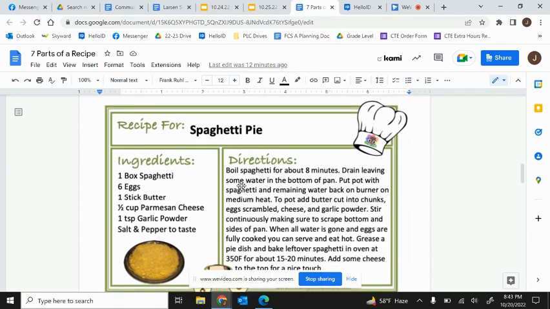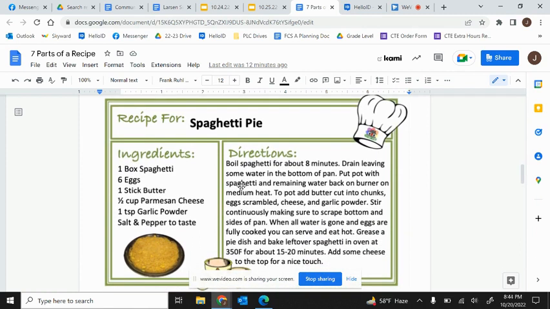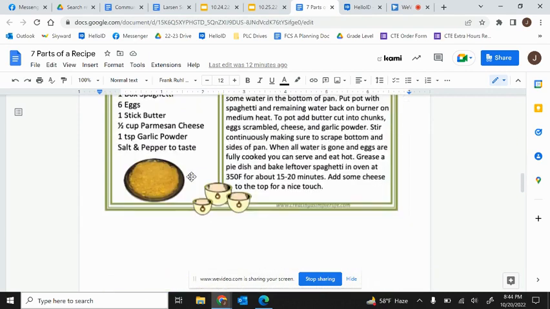I did not make this recipe. I found it online. Okay, so don't come for me. I don't know what spaghetti pie is, but you are going to annotate this recipe. Okay, please make good choices.